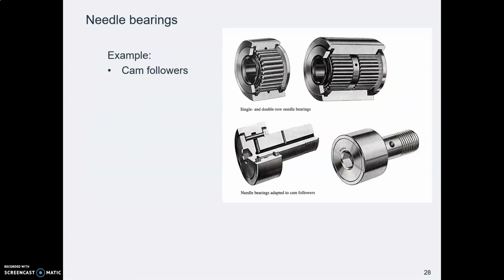At the start of the term, when we started talking about, well, it wasn't the start, was it? It was the middle of the term. We started talking about cams and cam followers, and we mentioned that cam followers were just rollers with needle bearings in them. Well, here they are, rollers with needle bearings in them.